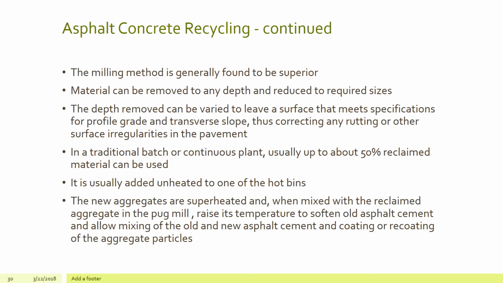In a traditional batch or continuous plant, usually up to about 50% reclaimed material can be used. It is usually added unheated to one of the hot bins. The new aggregates are superheated and, when mixed with the reclaimed aggregate in the pug mill, raise its temperature to soften the old asphalt cement and allow mixing of the old and new asphalt cement and recoating of the aggregate particles.